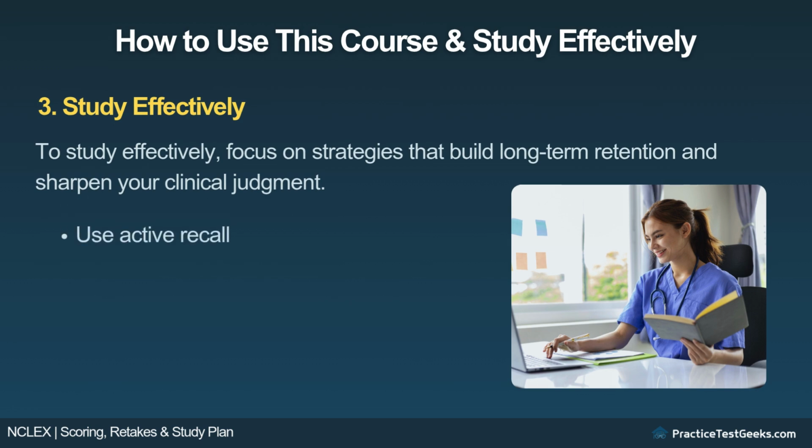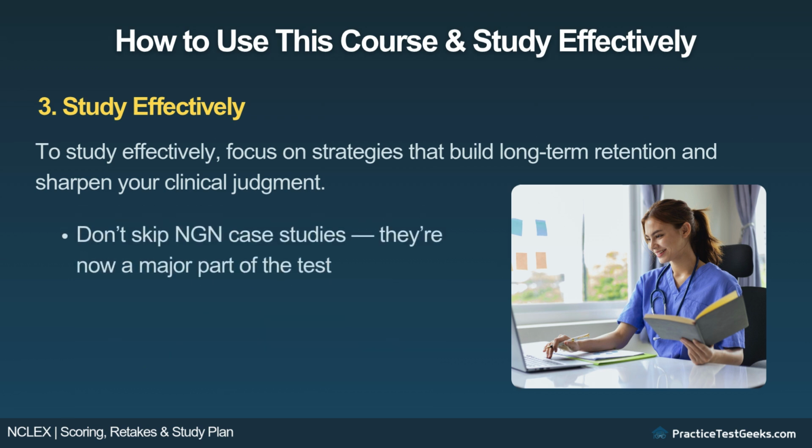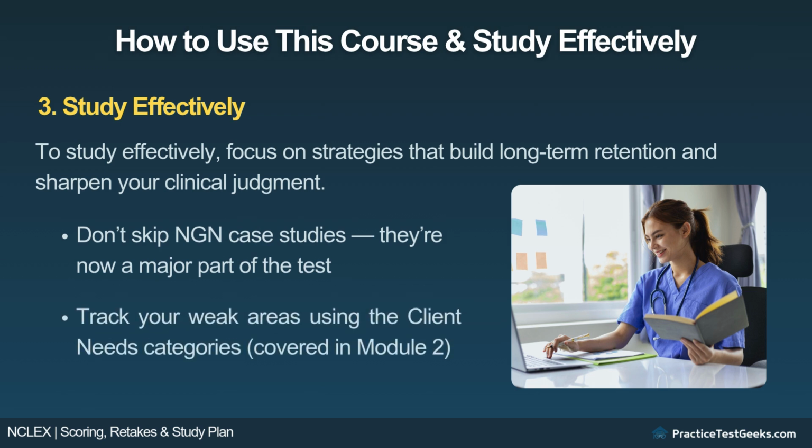Use active recall. Quiz yourself instead of rereading. Do 20 to 50 practice questions daily and review the rationales. Use NCLEX-style language in your thinking. Prioritize, assess, delegate. Don't skip NGN case studies. They now make up a significant portion of the test. Track your weak areas using the client needs categories, covered in Module 2.